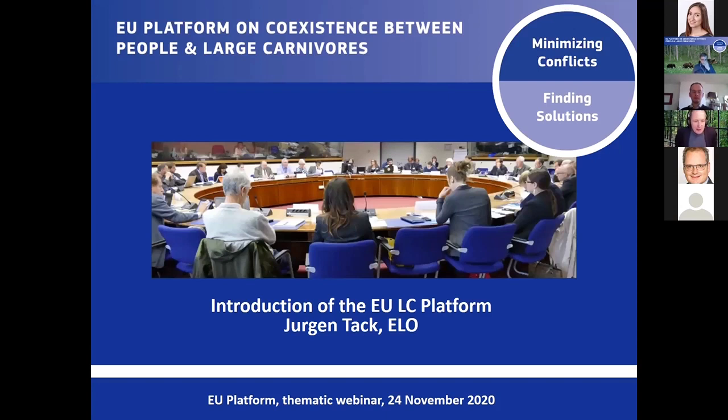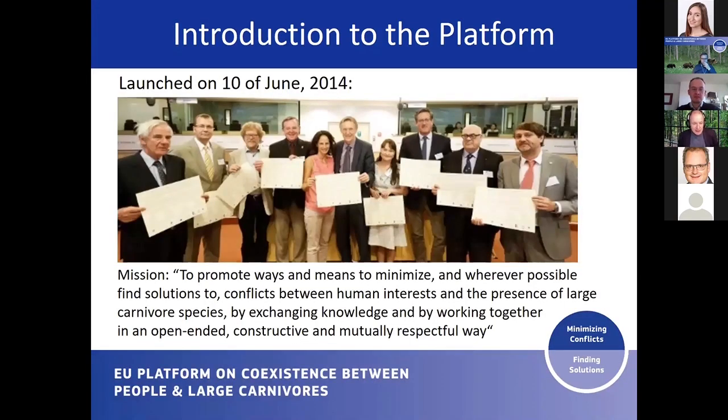Here you still see our agenda, and then we go into the presentation. You can go immediately to the next slides. And here we see the launching date of the platform, the 10th of June 2014. In the meantime, a little bit more than 6 years ago. And the mission from the start of the platform was to promote ways and means to minimize and, wherever possible, find solutions to conflicts between human interests and the presence of large carnivore species. And that is something we do by exchanging knowledge and by working together. And we do that systematically and always in an open-ended, constructive, and mutually respectful way.